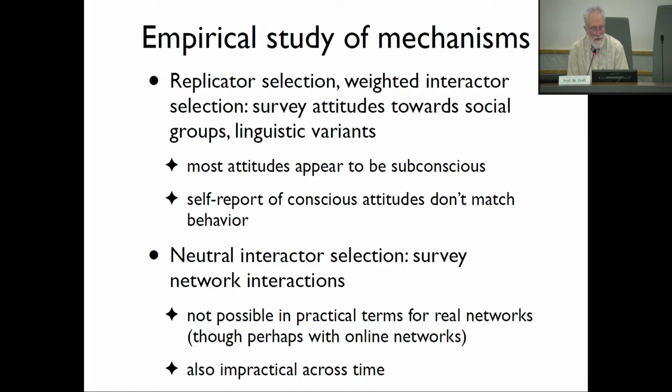Now for neutral interactive selection, the social network structure, you can survey networks and survey people, ask who do you talk to, how often do you talk to them, do you talk to them at home or at work or in church, school, whatever. It's not really possible, because you really want to know how often, and people aren't good at judging frequency. So it's not really possible in practical terms for real networks.